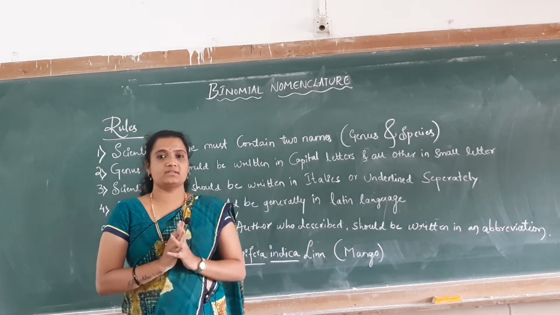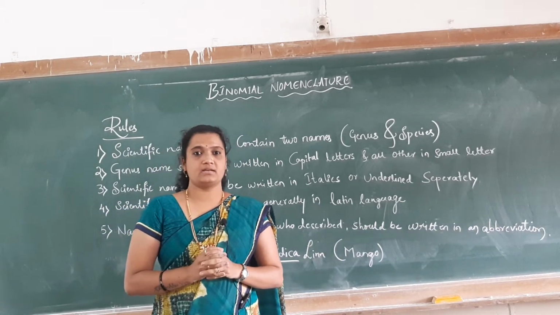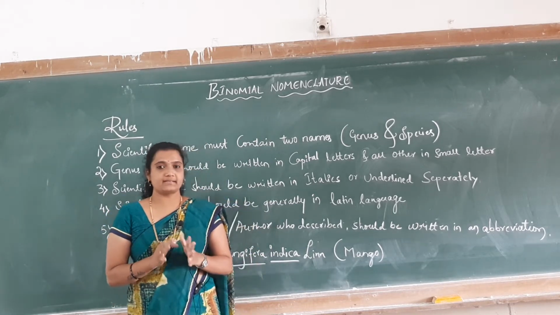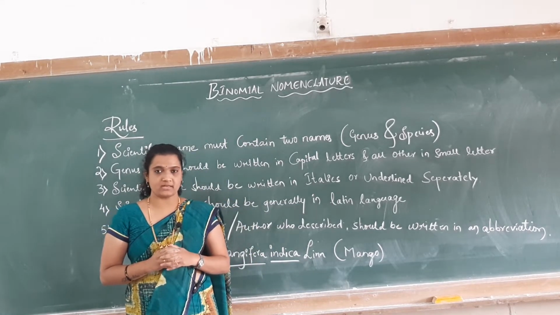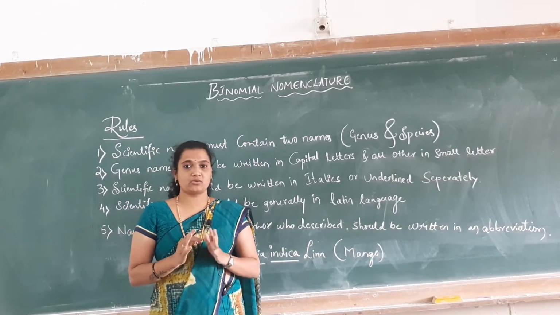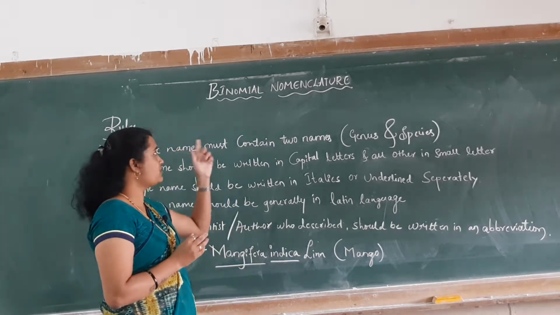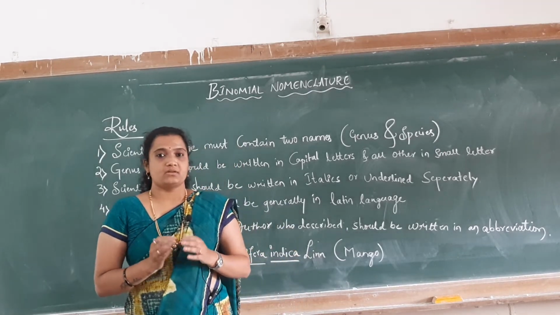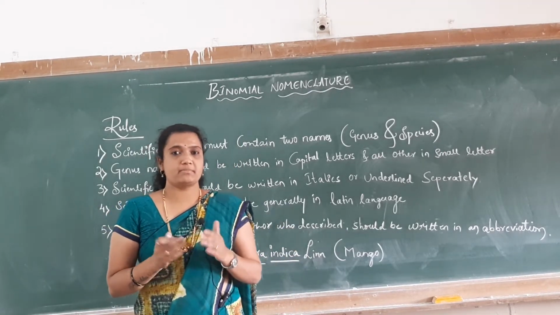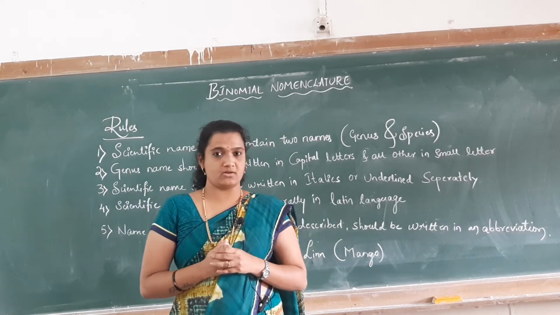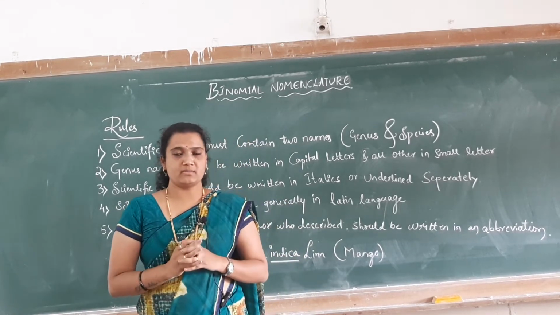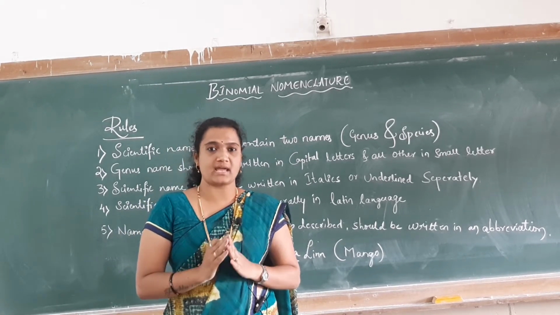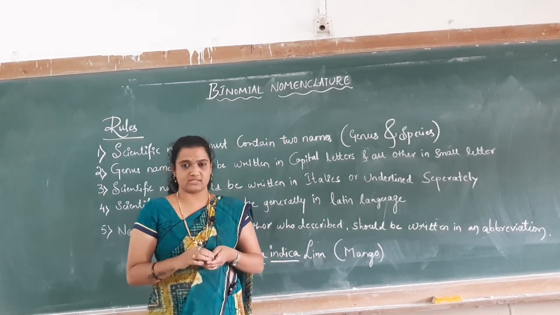We have started with the living world chapter, and in the previous class we discussed the characters of living organisms. In today's class we are going to start with binomial nomenclature. Now the question comes, what do you mean by binomial nomenclature? The word binomial nomenclature refers to the scientific method of naming organisms by two names.